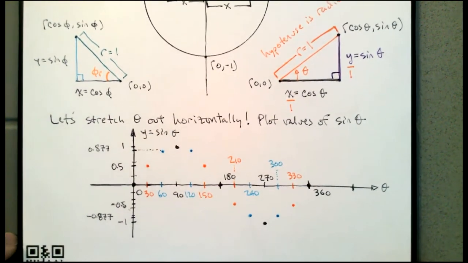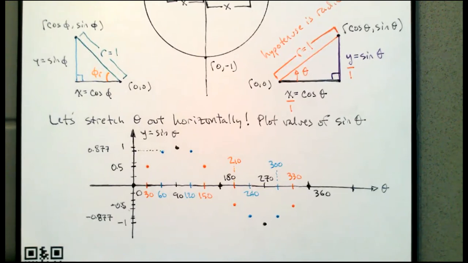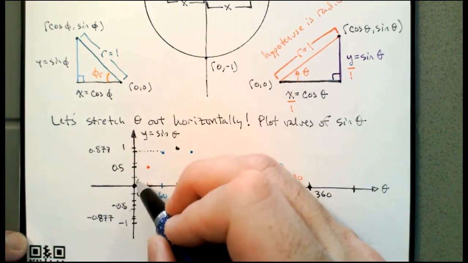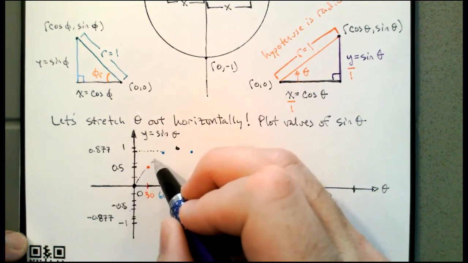Now we just want to connect the dots and see how the sine flows up and down. So if we connect all these dots, we can see this smooth, and imagine it being smooth, this smooth flow up.